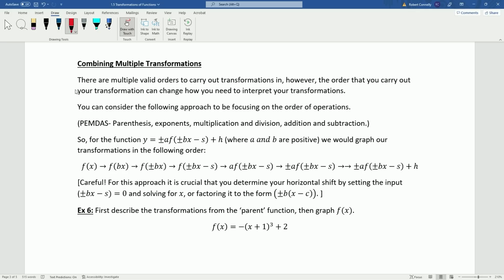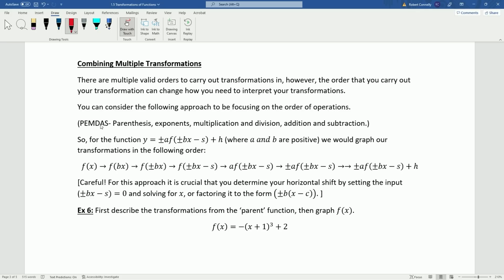When you find a correct method, you should stick to it for consistency. Otherwise, you may make mistakes in interpreting your transformations if you change the order that you interpret them in. So I consider the following approach to be the most consistent because it's based on the order of operations, PEMDAS: parentheses, exponents, multiplication and division, addition and subtraction.